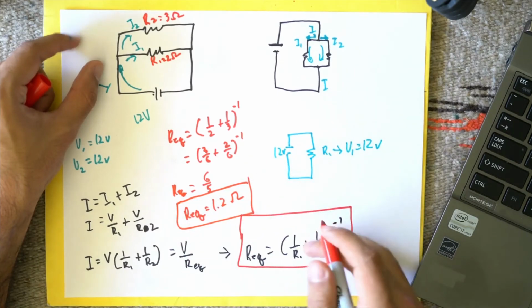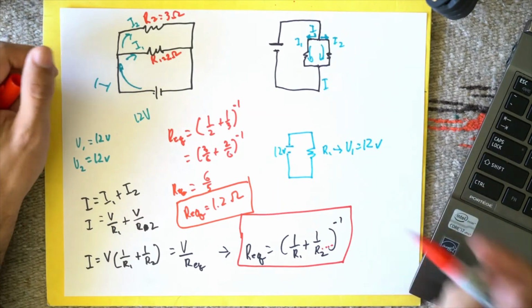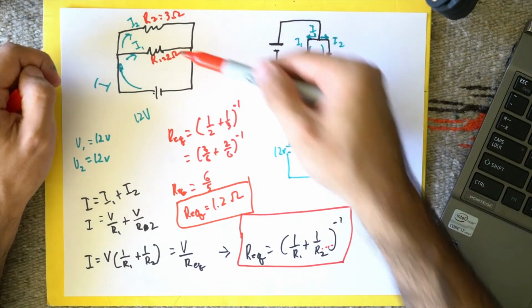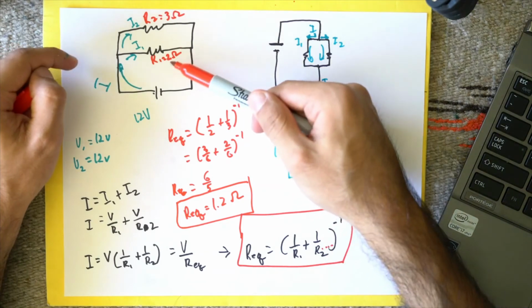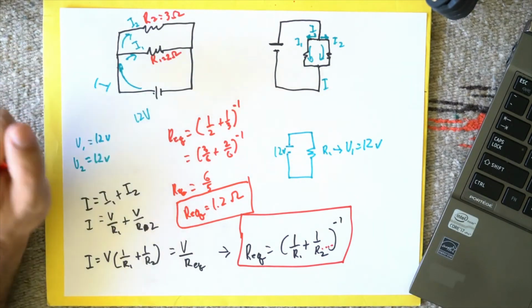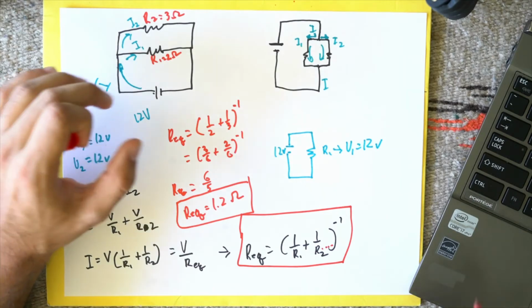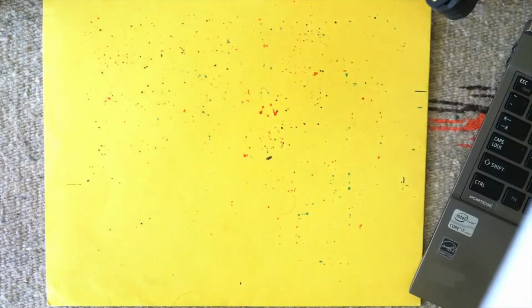So notice that if they're different sizes, then the equivalent will be smaller even than the smaller one. That's kind of interesting. Let me do another one. Let me do another circuit very quickly.